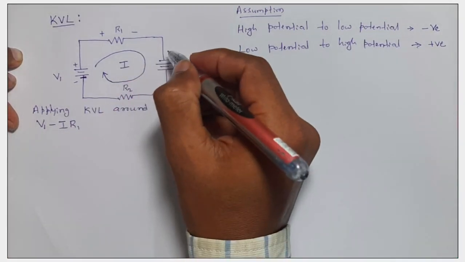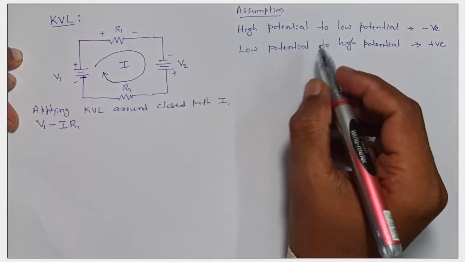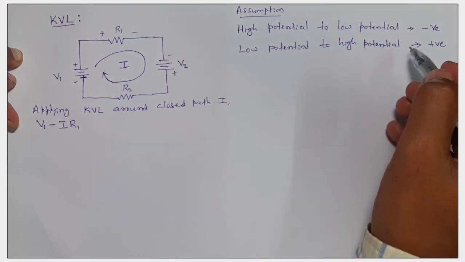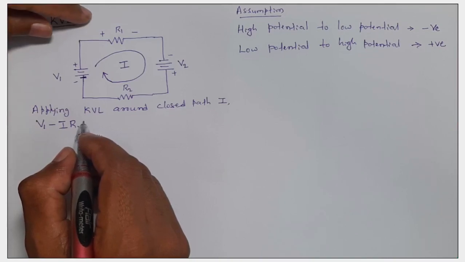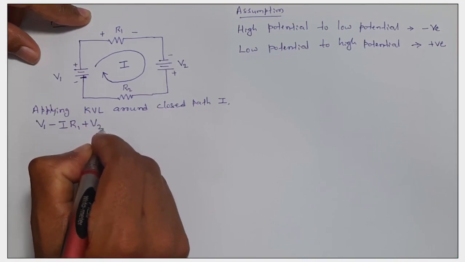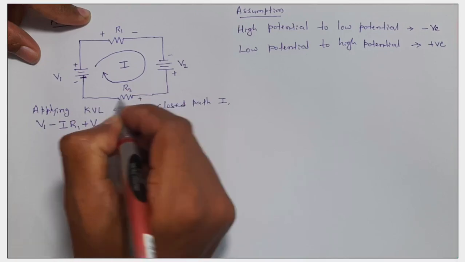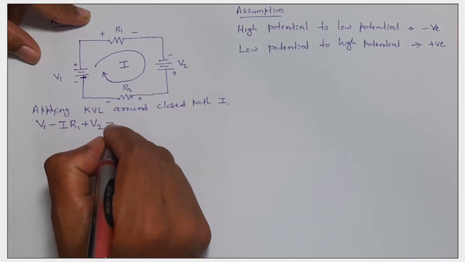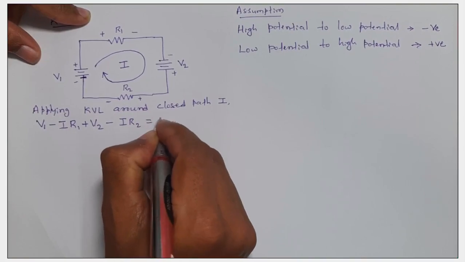Next I am traversing from negative to positive, that is low potential to high potential. This is a positive sign. That's nothing but plus V2, and because current is flowing in this direction, this must be at higher potential and this must be at lower potential. Now this is minus I R2 is equal to 0.